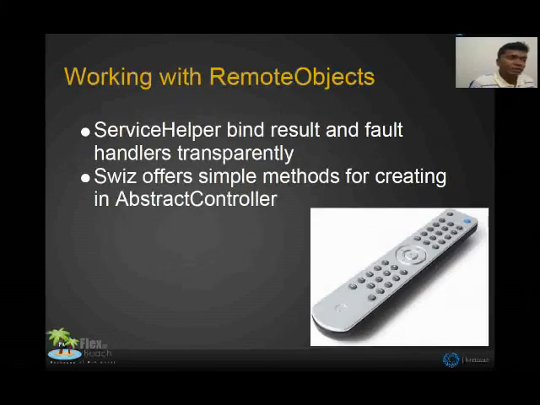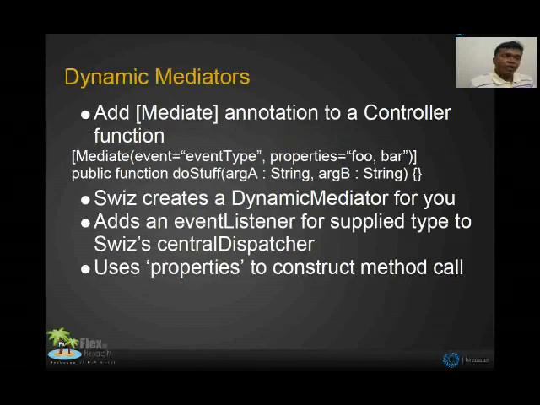And at last there is the dynamic mediator. You just have to add the Mediate keyword with the event type, and whatever properties you want to access from the event. If you have mentioned two properties, you have to make two arguments for the function listening for that. Swiz creates a dynamic mediator for you and adds an event listener for the supplied type to the Swiz central dispatcher. So you need not have a usual controller to map events to functions. It uses properties to construct the method call.